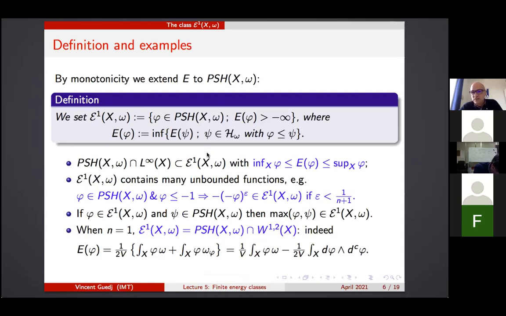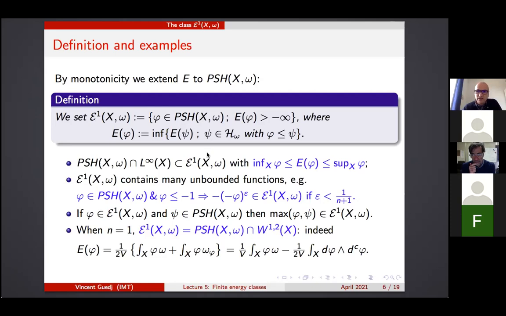And once again, this quantity here is the square of the gradient of phi. So E is finite if and only if the gradient is in L2. And this explains why in dimension 1, E1 is simply the intersection of the cone of omega subharmonic functions with the Sobolev space W^{1,2}. It turns out that in higher dimension, you can think of this E1 class as a nonlinear version of this Sobolev space intersected with the cone of omega subharmonic functions.